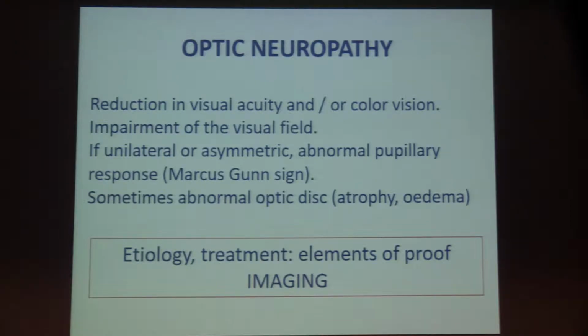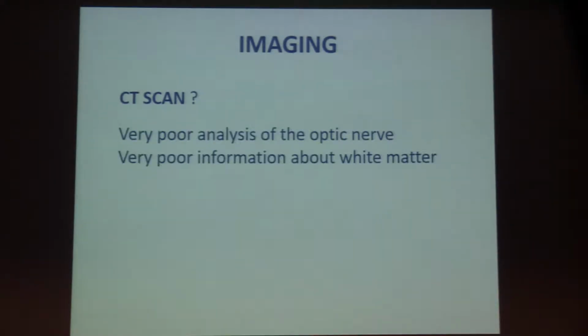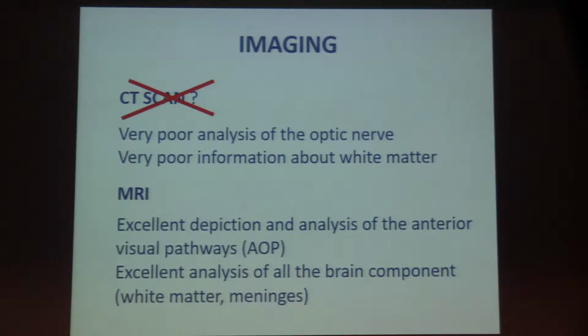And imaging gives the clinician the element of proof needed to treat the patient and to know the etiology. This imaging could be the CT scan, but not in fact, because the analysis of the optic nerve is very poor, and we have very poor information about brain lesions, especially about white matter. So we use MRI. If a patient comes with impaired vision and the clinician says, oh, please, a CT scan just to eliminate something, you say, no, I prefer to wait for 1 or 2 days, but I want to perform an MRI to be sure that there is nothing wrong with the optic nerve.